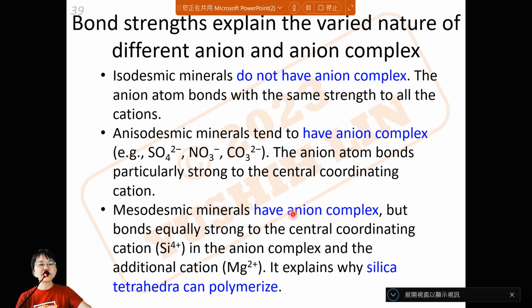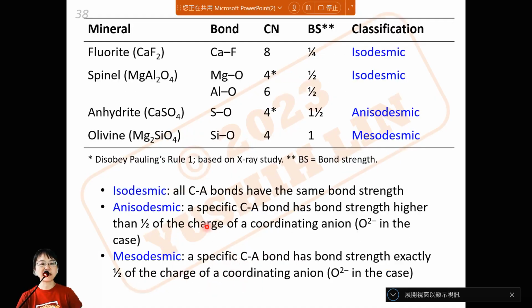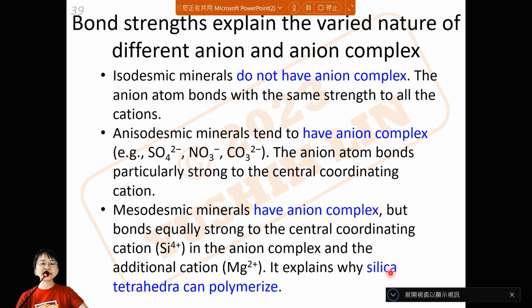Mesodesmic minerals have anion complex. Silicate is anion complex, but bonds equally strong to the central coordinating cation, which is silicon in the anion complex, and the additional cation, which is magnesium in this case. The bond strengths are both 1. It explains why silica tetrahedra can polymerize. The oxygen's bonding strength to silica and to other metal have the same strength.